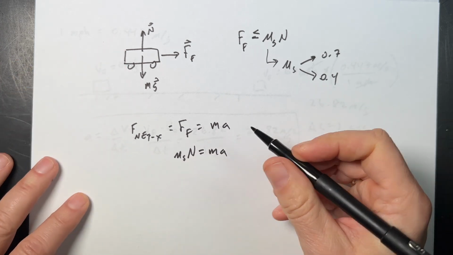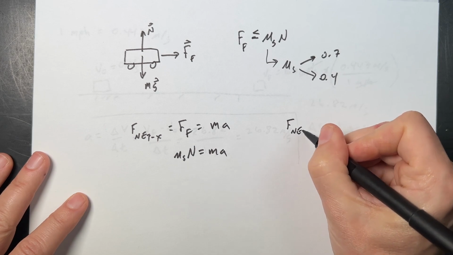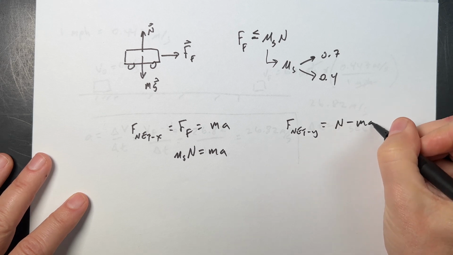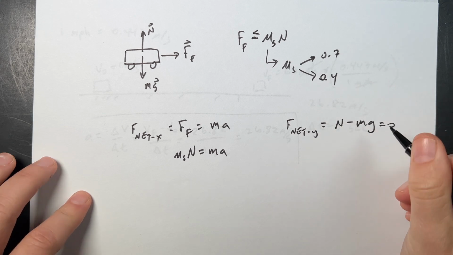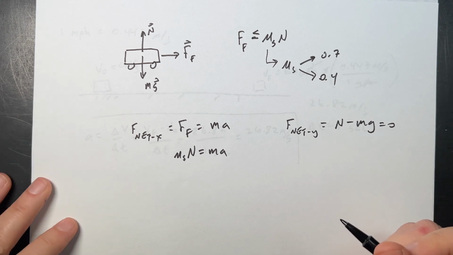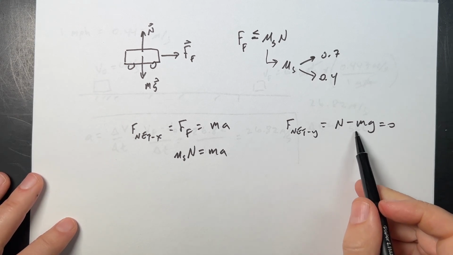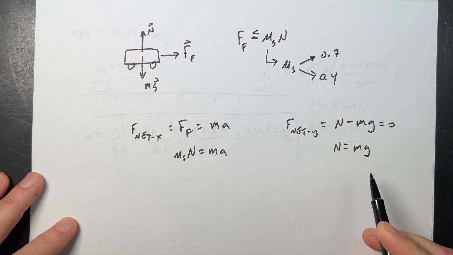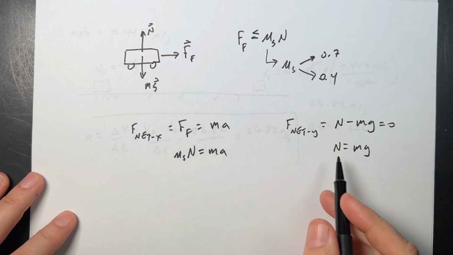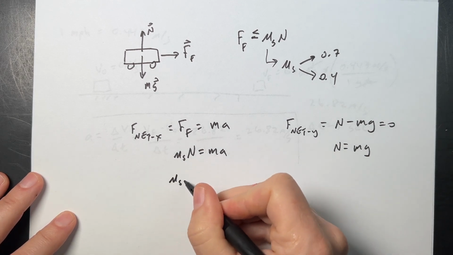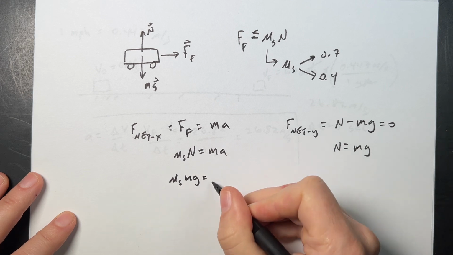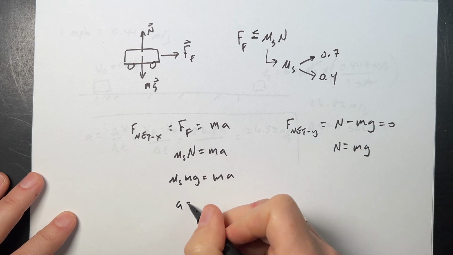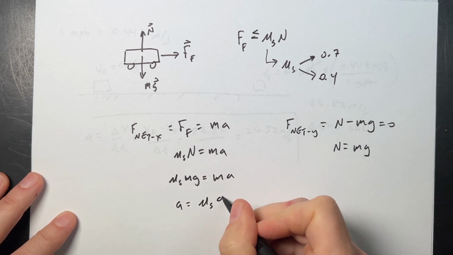Now, in the y direction, I can say F net y is going to be the normal force minus the gravitational force, and that's equal to 0 because there are no forces in the y direction. And so the normal force is equal to the weight. In this case, be very careful about that. If I plug that in over here, I get mu s mg equals ma. So now I can calculate the acceleration: a equals mu s g.